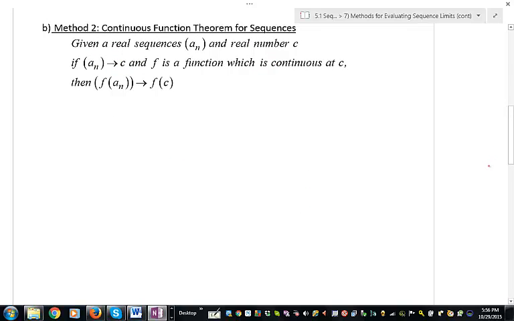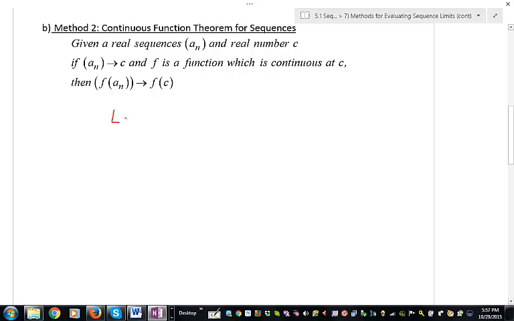Okay, the second rule is also very useful. It's a rule sometimes called the continuous function theorem. And what it says is this. It says if we have a real sequence that converges to some number c, and f is a continuous function at c, then if we form a sequence where the terms in the sequence are the function evaluated at the terms in our original sequence, that converges to the function evaluated at the limit of that sequence.